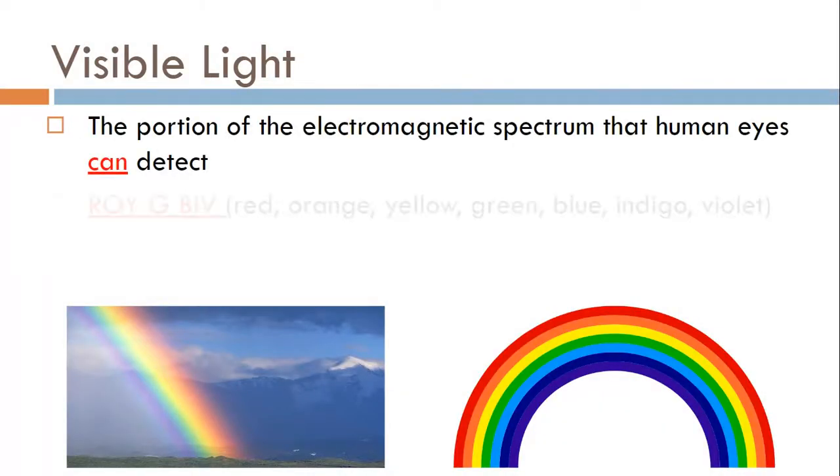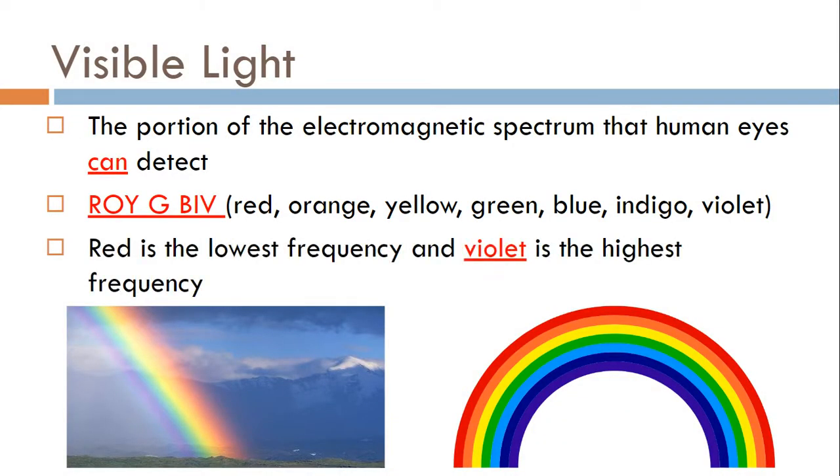All right, let's look at visible light. Visible light is the portion of the electromagnetic spectrum that human eyes can detect. If you remember from elementary school, Roy G. Biv: red, orange, yellow, green, blue, indigo, violet. Those are all the colors of the visible light spectrum that we can see. Red is the lowest frequency, and violet is the highest frequency color.